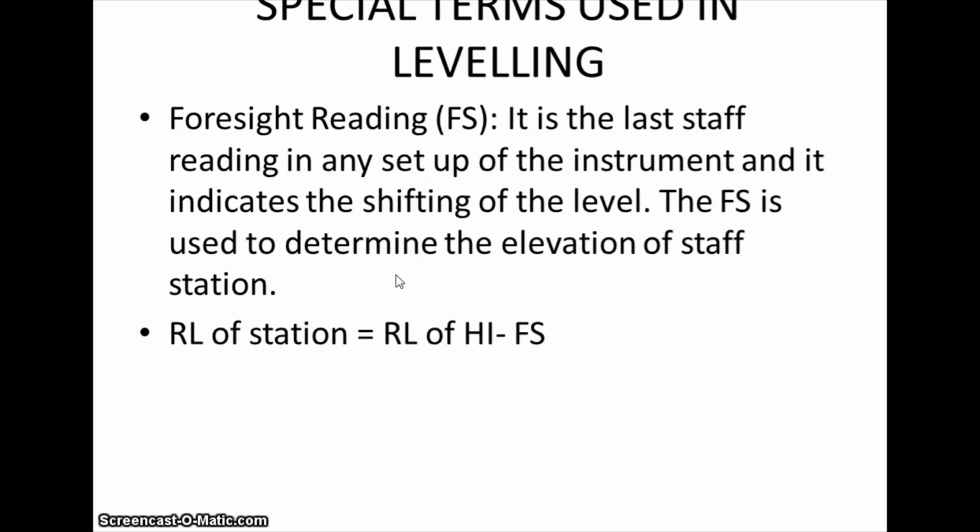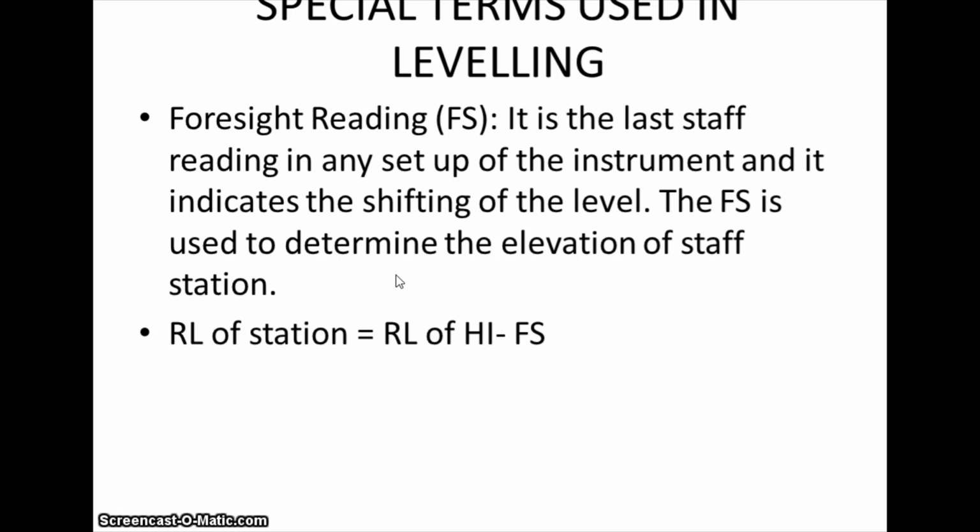Meaning, that first reading is called backside. The last staff reading is called a foresight. Whenever you take the last reading, when you end your leveling activity, suppose at the end of the day you are thinking that now I have to end my leveling operation and you will take your last reading. This last reading we will call a foresight reading.